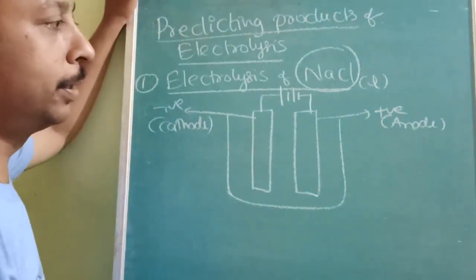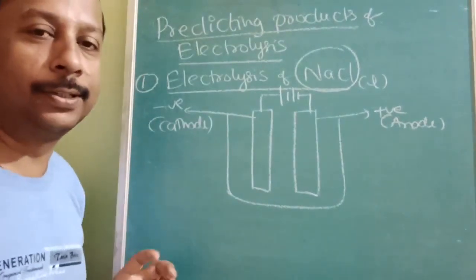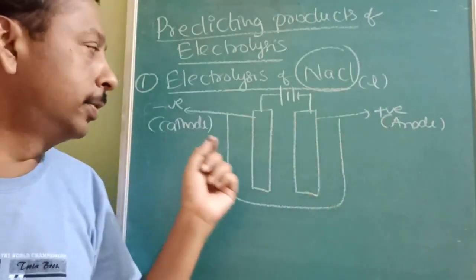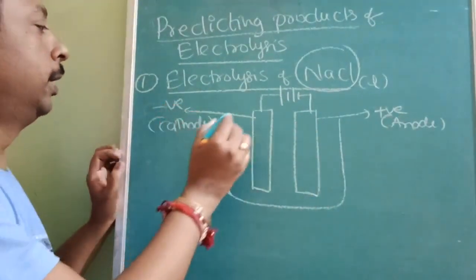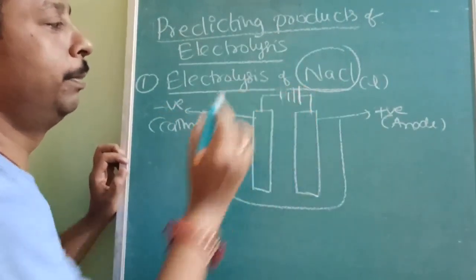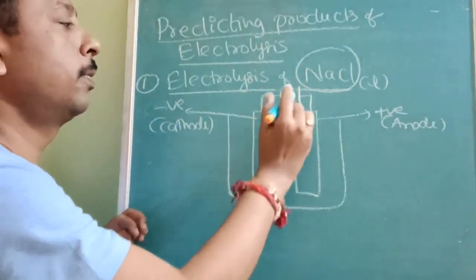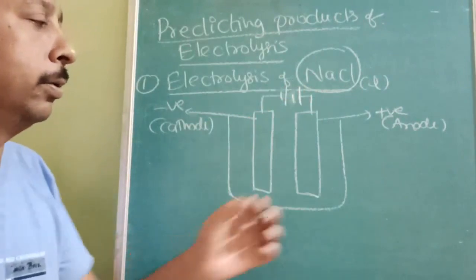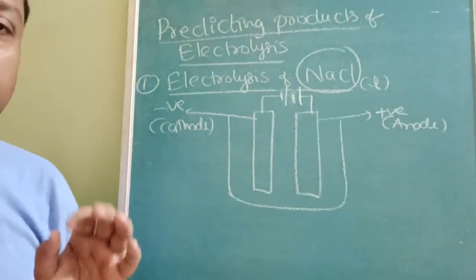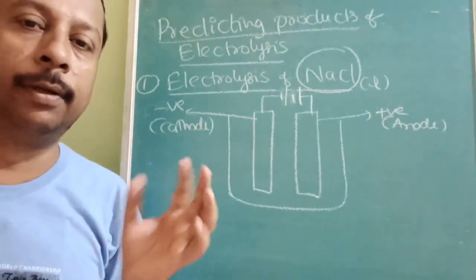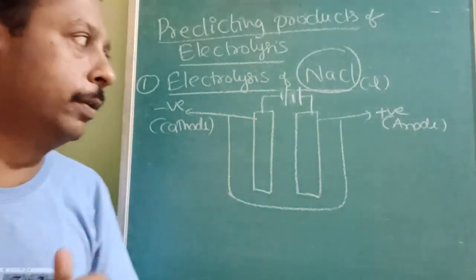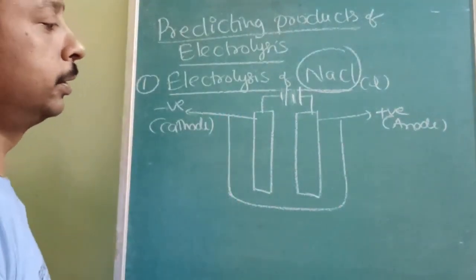Anode is positive, AP. Anion means negative, so negative will go to anode and positive will go to cathode. This will be a small line, this will be a big line. Small line, big line, small line, big line. This is positive anode and negative cathode. Cation is positive, so the positive ion will go to the negative cathode, and the negative ion will go to the positive anode. Is it understood?